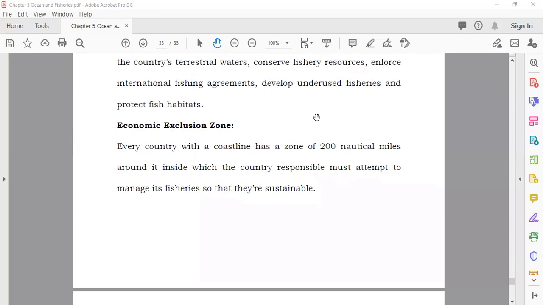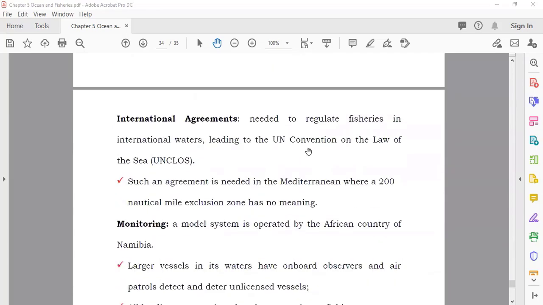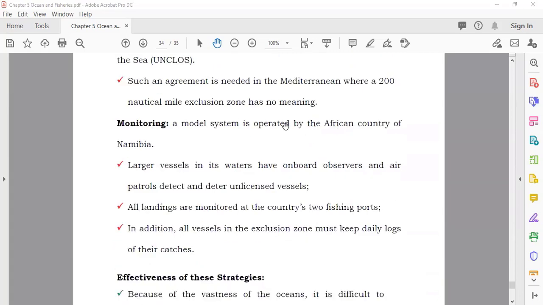Exclusive economic zone, we saw that one. Every country has 200 nautical miles, that is an international agreement also. Monitoring means that there should be a system that every country should monitor. There should be a government boat or ship inside the sea. They can monitor whether people are abiding by whatever laws they make or not.